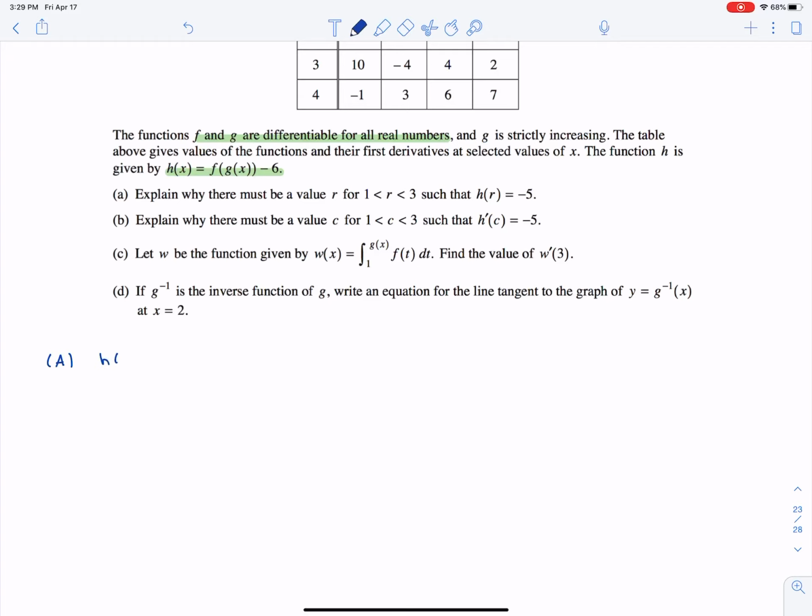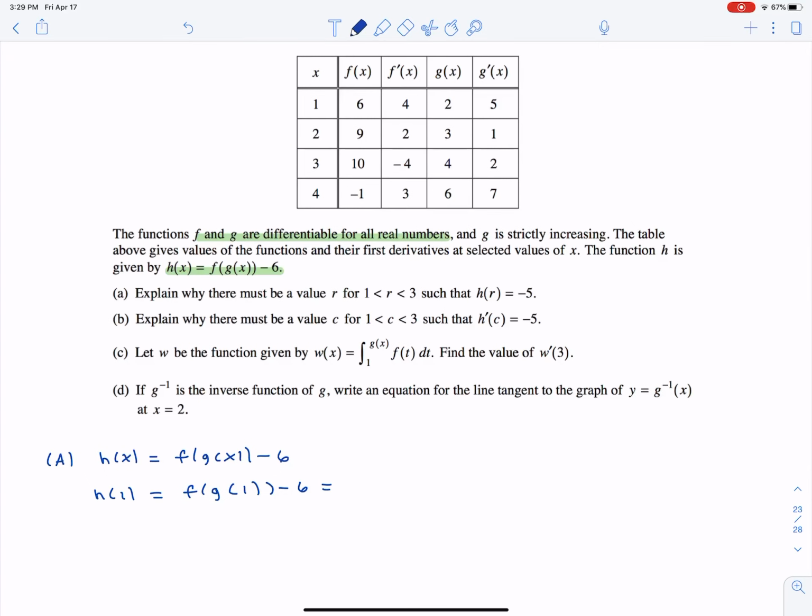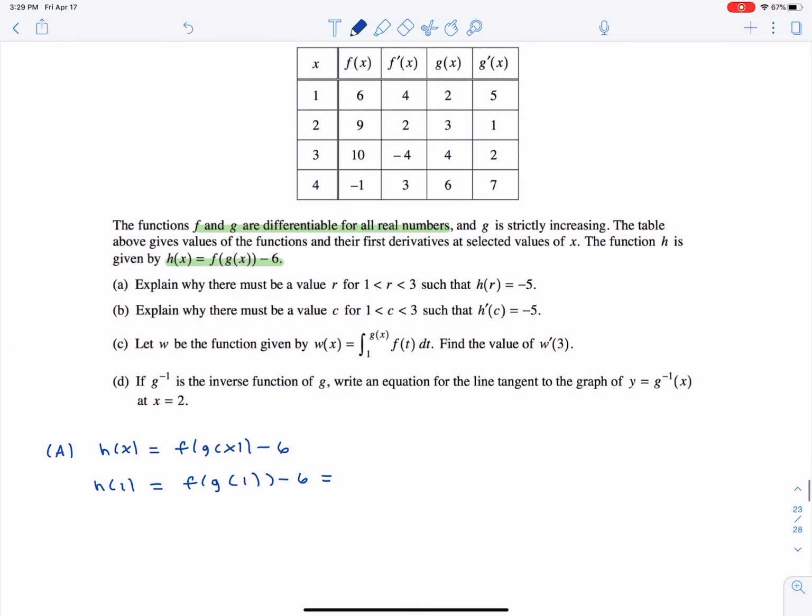So we were given h of x equals f of g of x minus 6. Then h of 1 is going to be equal to f of g of 1 minus 6. G of 1 is 2, so I can say this becomes f of 2 minus 6, and f of 2 is 9. So this becomes 9 minus 6, or 3.